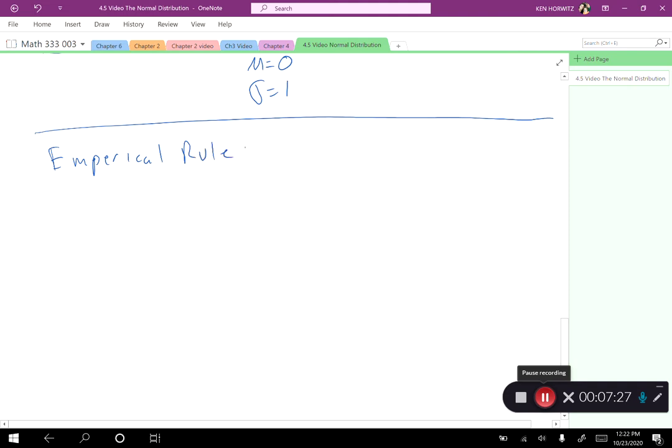The empirical rule is extremely useful because when the need arises, it takes a lot of the math out of it. So the amount of data contained within one standard deviation of our mean is 68%.